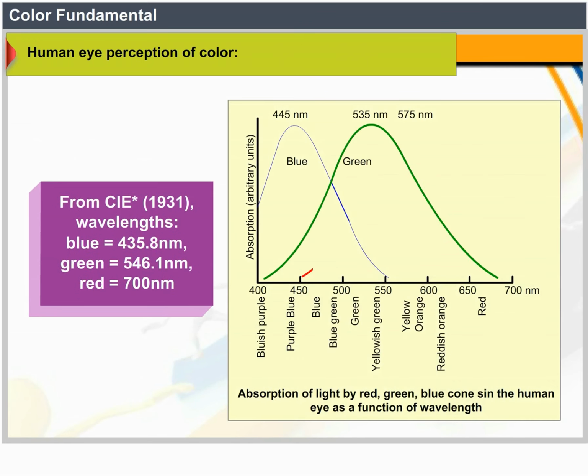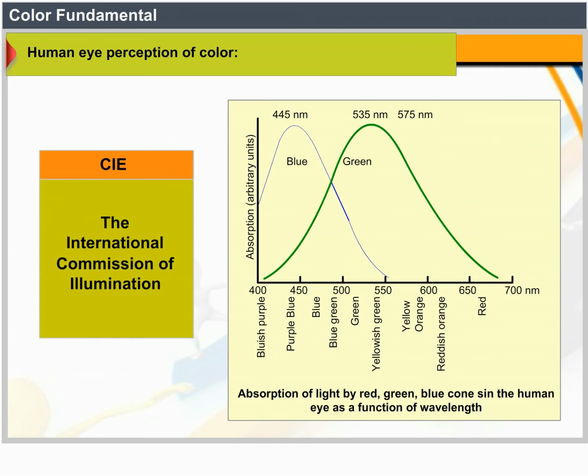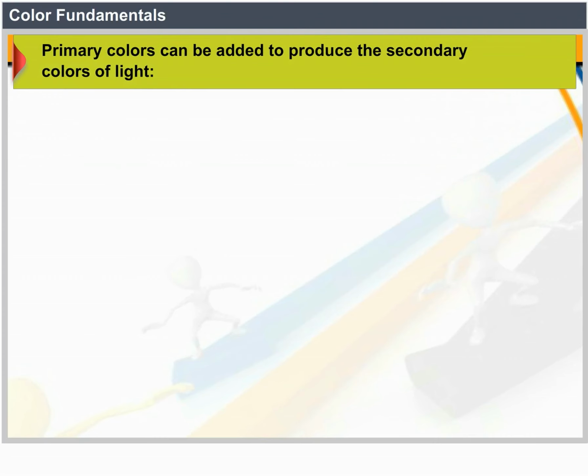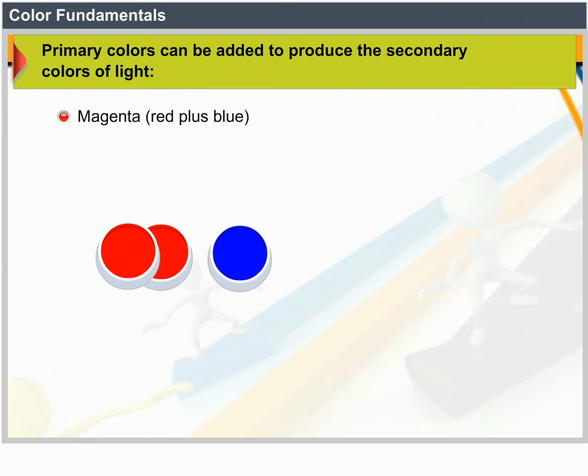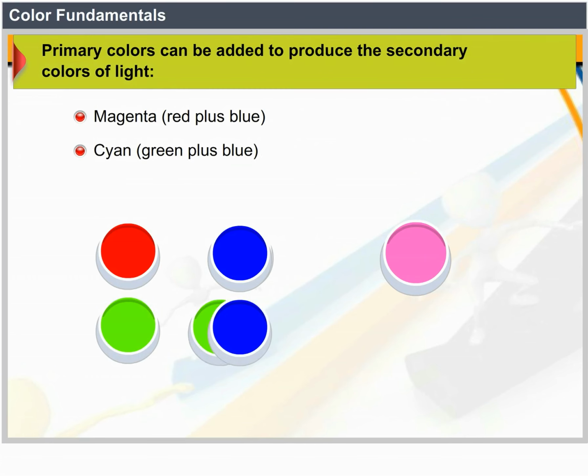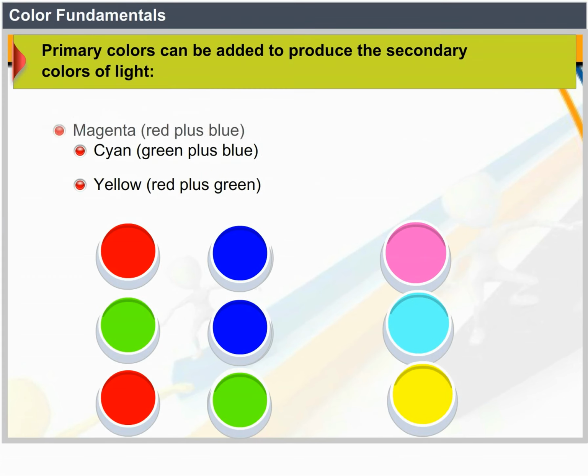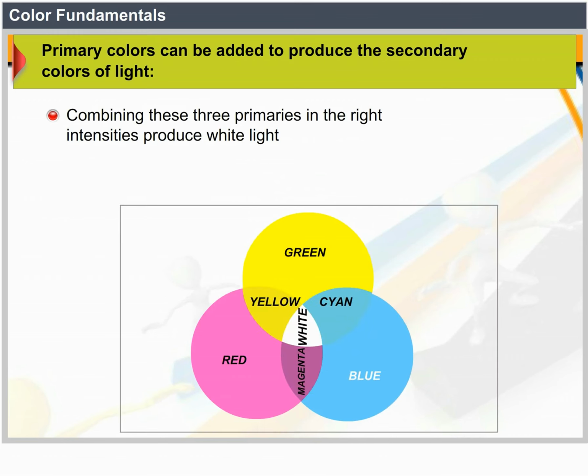From CIE 1931, the wavelengths are blue 435.8 nm, green 546.1 nm, and red 700 nm. The figure shows the absorption of light by red, green, and blue cones in the human eye as a function of wavelength. Primary colors can be added to produce the secondary colors of light: magenta, cyan, yellow.